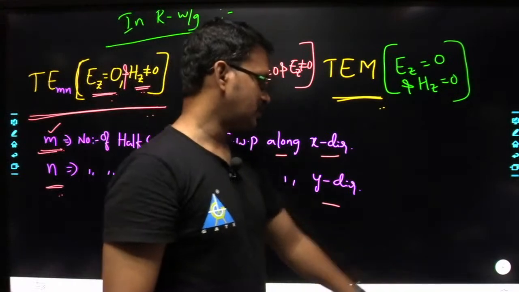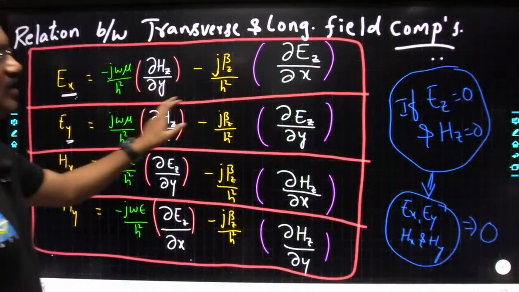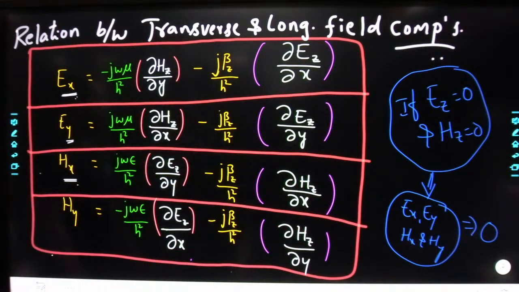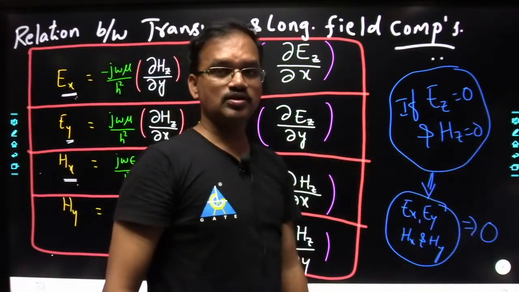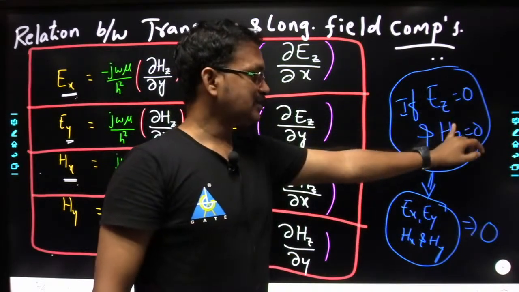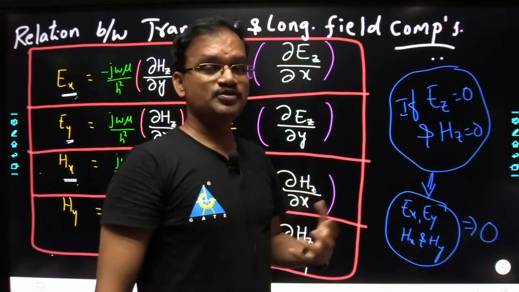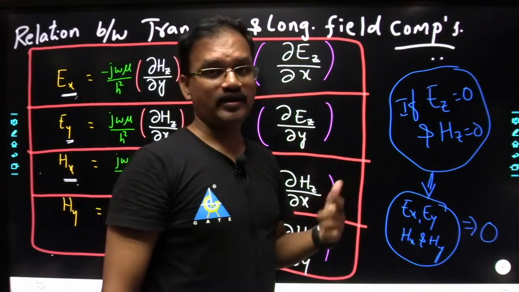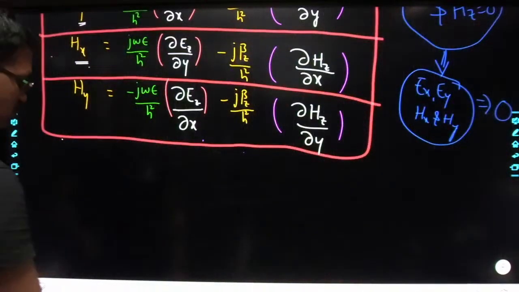Now if you observe here, if Ez equal to 0 and Hz equal to 0, all the field components are becoming equal to 0. Ez equal to 0 and Hz equal to 0 is the condition for TEM mode. Whenever it is becoming 0, all the other field components are also becoming 0, which means TEM mode is not at all possible in case of rectangular waveguides. That is the conclusion we can make here.